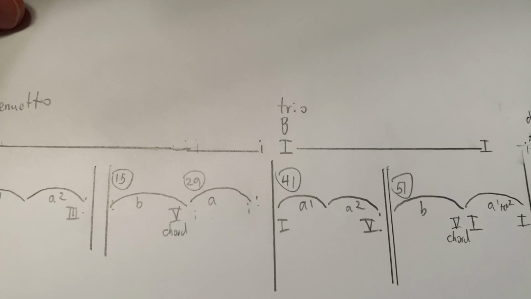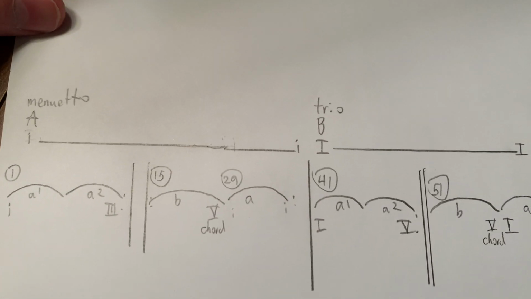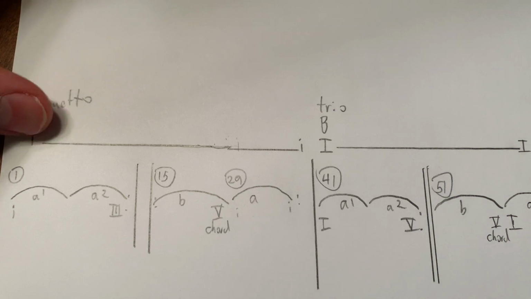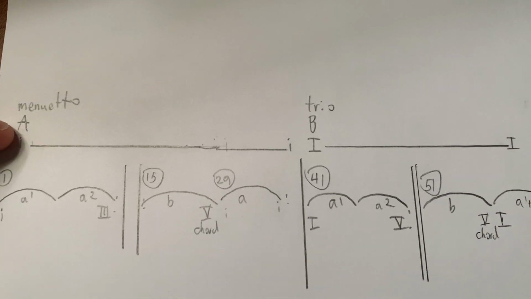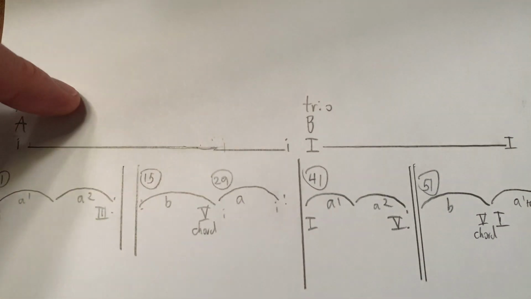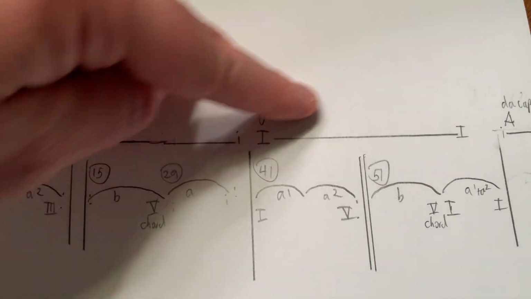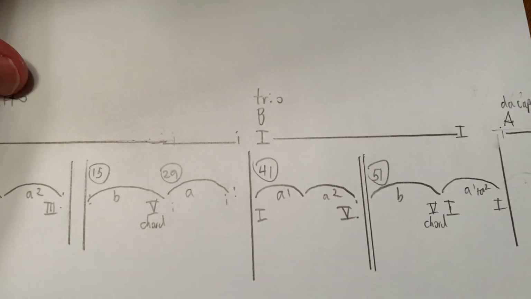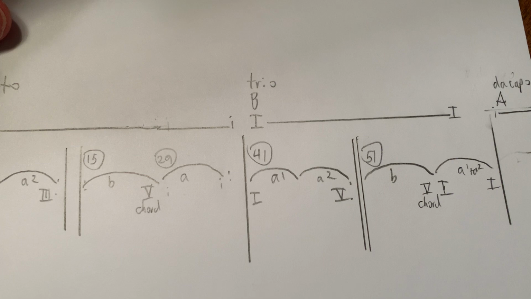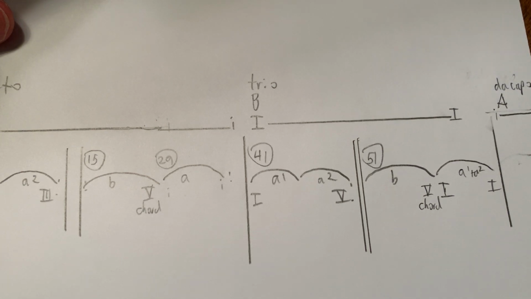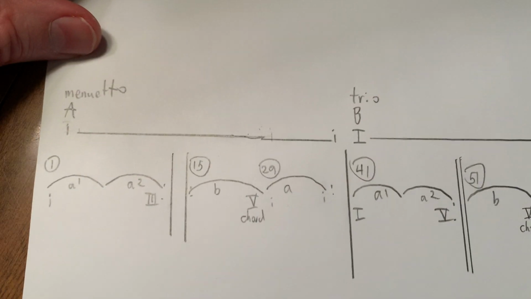All right, so I'll just show you a little bit at a time here. So looking at the larger form, the minuet was in F minor, began and ended in F minor. The trio was in F major, so just a change of mode. And then there was a da capo at the ending. So again, you don't need to diagram the da capo. It's just a repeat of the minuet.